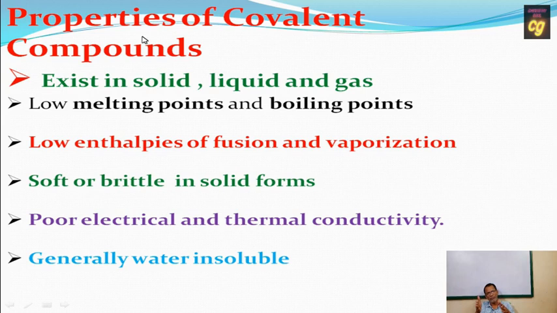You can say the properties are just the reverse of the ionic compounds. Ionic compounds have very high melting and boiling points, but covalent compounds have low melting and boiling points. Ionic compounds are water soluble, but covalent compounds are water insoluble. Ionic compounds conduct electricity, but covalent compounds cannot conduct electricity. And ionic compounds are hard, while covalent compounds are soft. So these are some important properties of covalent compounds.